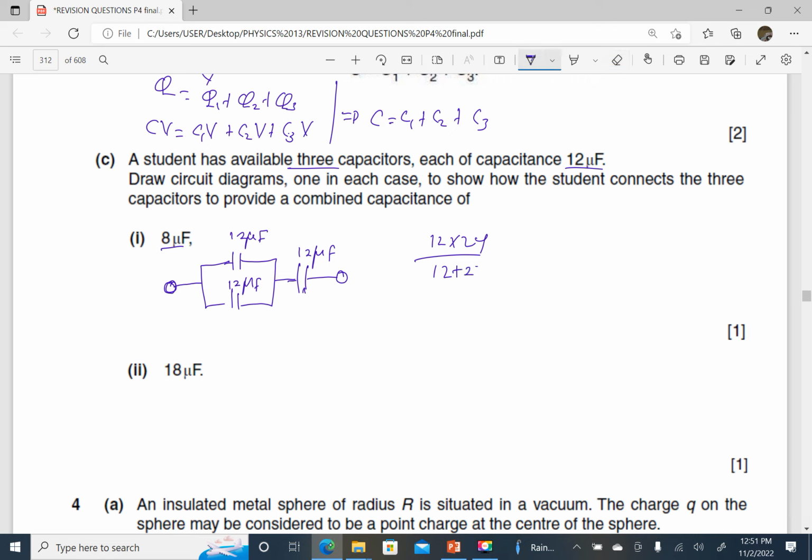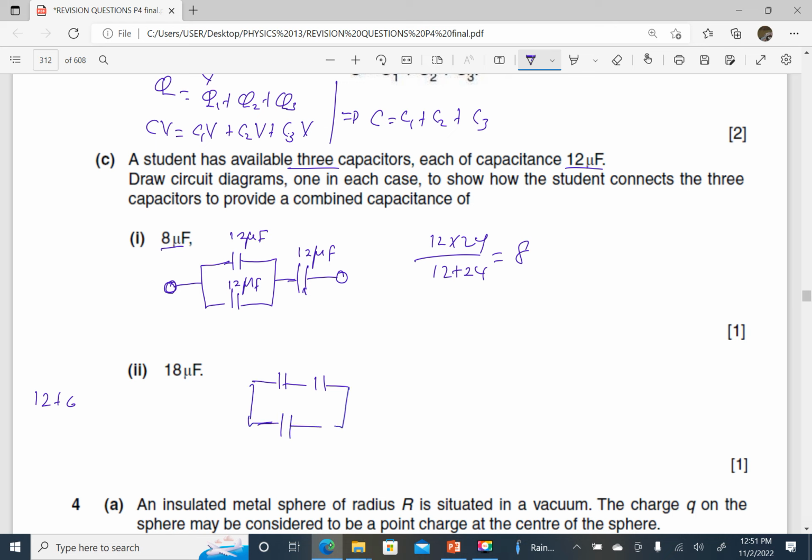Then we have to get 18. I think 18 is 12 plus 6. How shall we have 6? We shall have 6 if we get 12 times 12 over 12 plus 12. I think that is 6. So in other words, we need 2 capacitors that are in series. They give us 6. And then we must add 6 to another capacitor which is of 12. So we must put it in parallel.